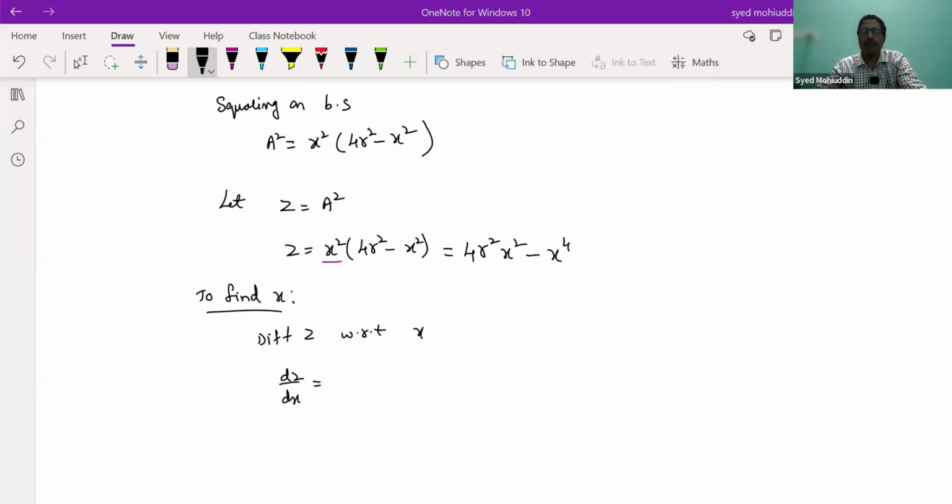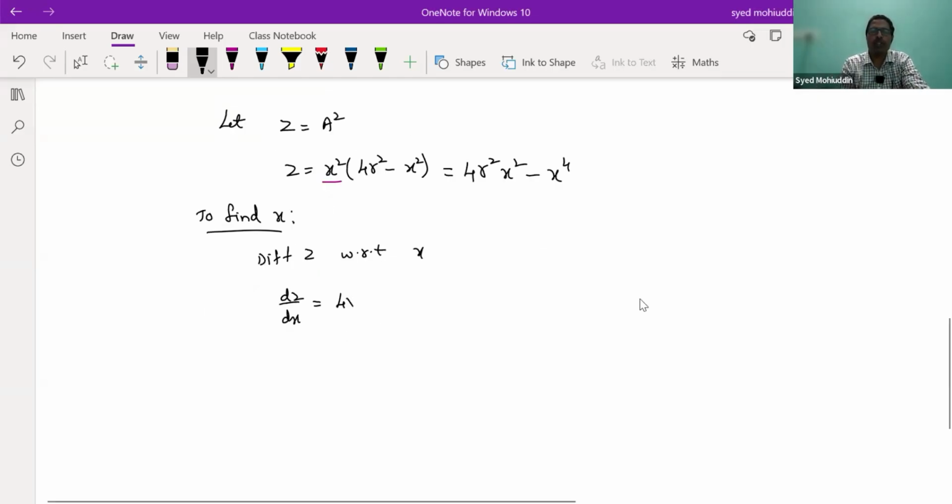Now let us try to differentiate this. If you differentiate with respect to x over here, you will get 4r square as it is because it is a constant. Differentiation of x square will give you 2x. Minus x power of 4 is there. Differentiation of x power of 4 will be 4x cube. If I multiply 4 times 2, it is 8. So 8r square x minus 4x cube.